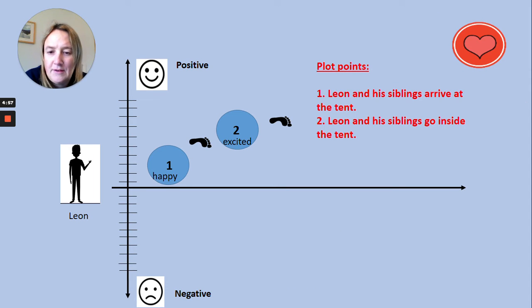And as you can see, I've had a go here, and I think plot point 1, when Leon and his siblings arrive at the tent, he's feeling happy. We could see from his face, it's not negative, it's happy. I wouldn't put it right up here at number 10, but it's into the happy. He doesn't know what's happening yet. And then when he goes inside the tent, I think those feelings have a greater positive intent. So I go from happy to excited. Did yours look like that too?